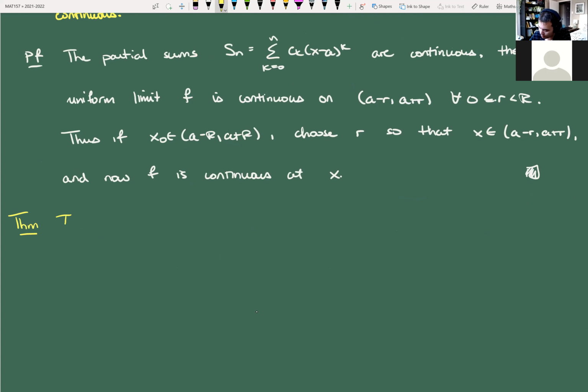And what we're going to show is that your function is actually differentiable and integrable. So if you have a function defined in terms of a power series, it is both differentiable and integrable, and its power series representation will be given by these two series, right?